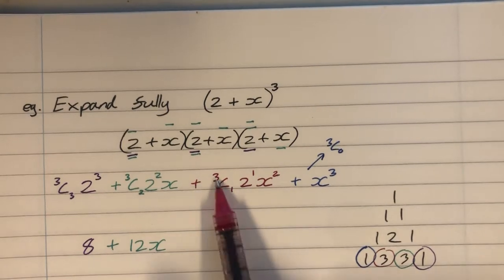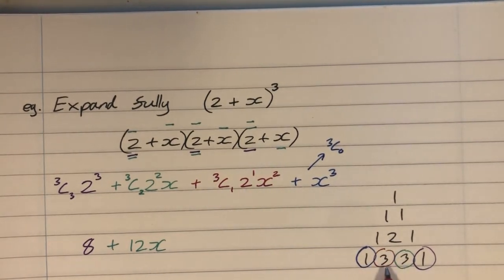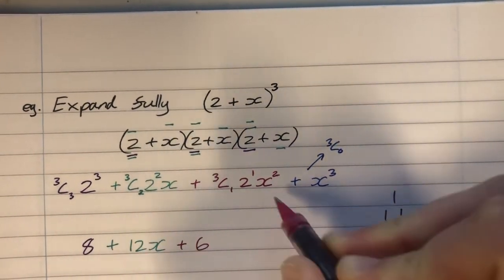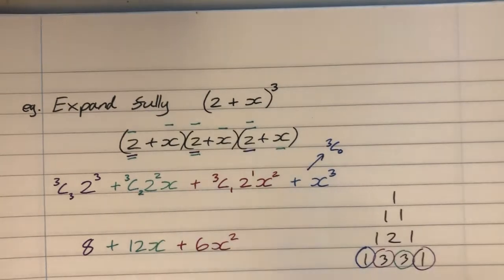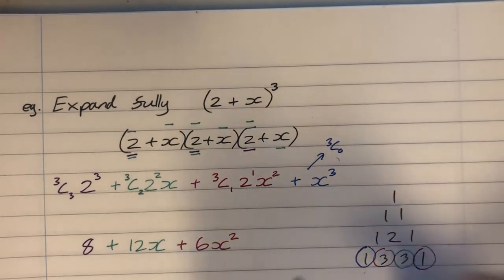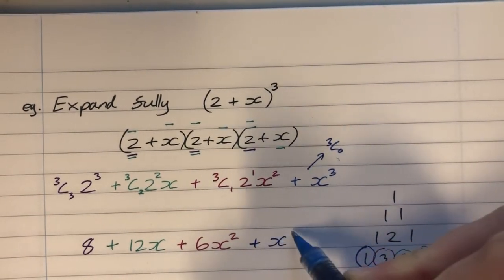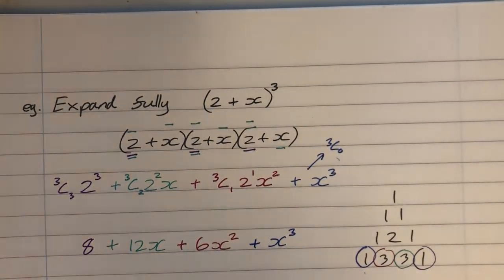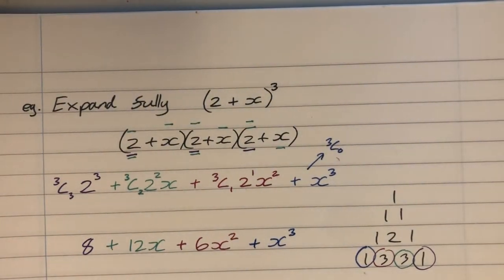Here we're going to get 3 times 2. 3 is the binomial coefficient circled in red, times the 1, 2 we have, so that's going to be plus 6, and that's times x squared. And then finally the last term, 3C0, which is 1, as ringed in blue, plus x cubed.